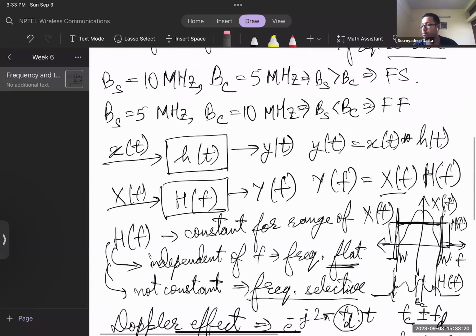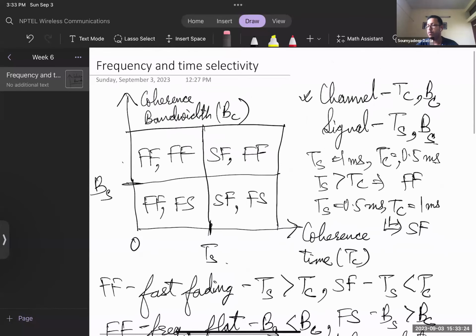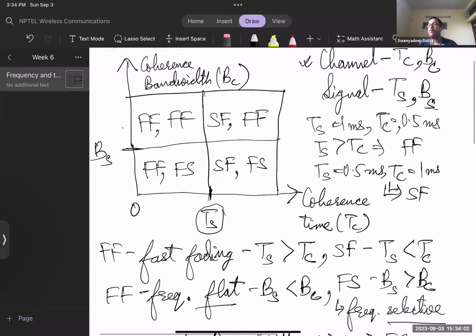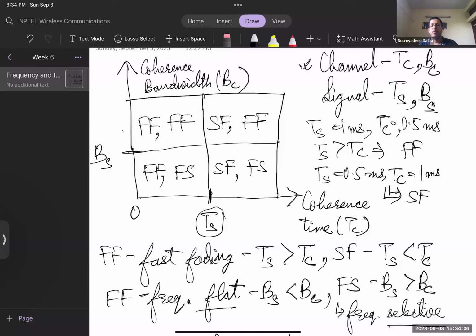Again, there are four important values here. One is the symbol time, that is the signal time period of the signal itself. Then is the coherence time. So you have these two quantities of the channel and the signal in the time domain. And in the frequency or bandwidth axis, you have the signal's bandwidth and the channel's coherence bandwidth. Depending on their interdependence, you will characterize the channel as fast fading, slow fading, frequency flat, or frequency selective. That is the key message of the whole exercise that we'll be doing.